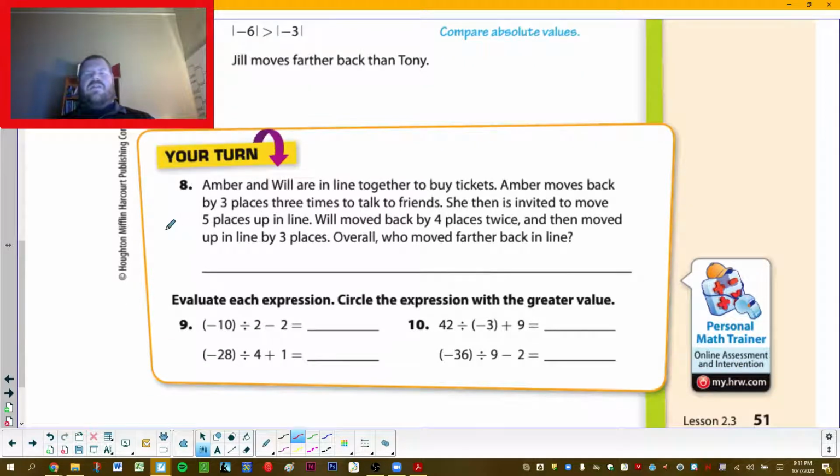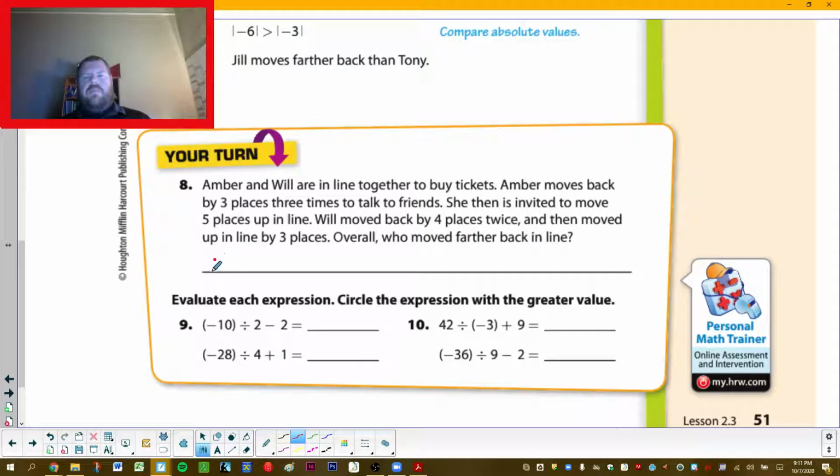All right, let's look at these last couple exercises here. Amber and Will are in line together to buy tickets. Amber moves back by 3 places 3 times to talk to friends. She then invited 2 more. She then is invited to move 5 spaces up in line. Will moved back 4 places twice, then moved up in line by 3 spaces. Who moved farther back in line?